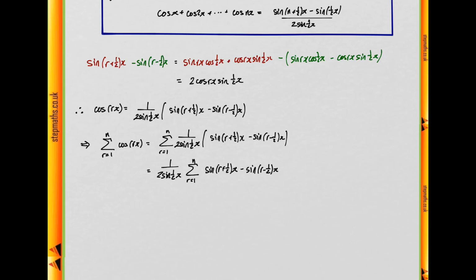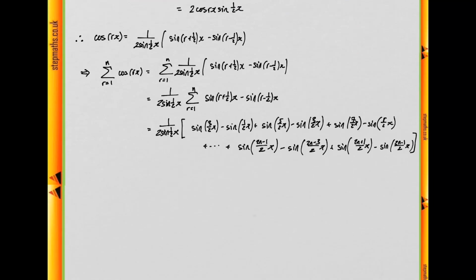Now what do we do? Well, the easiest way to see a sum like this is just to write out the first few terms and the last terms to see what's going on. So I'm going to do that now. Notice that all the terms are cancelling out here, except for one of the very first terms and one of the very last terms.